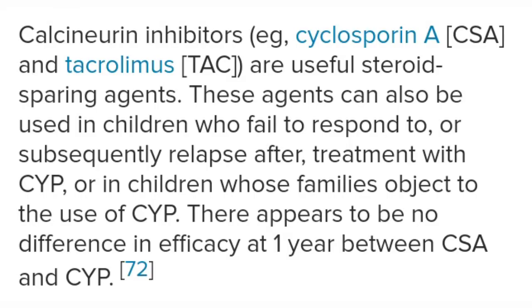So we were discussing the calcineurin inhibitors. They include cyclosporine and tacrolimus, and we have discussed their side effects and their usage. Those calcineurin inhibitors are useful steroid-sparing agents. These agents can also be used in children who fail to respond to subsequent relapses after treatment with cyclophosphamide, and in children whose families object to cyclophosphamide because of gonadal toxicity. There appears to be no difference in efficacy after 1 year between cyclophosphamide and cyclosporine.